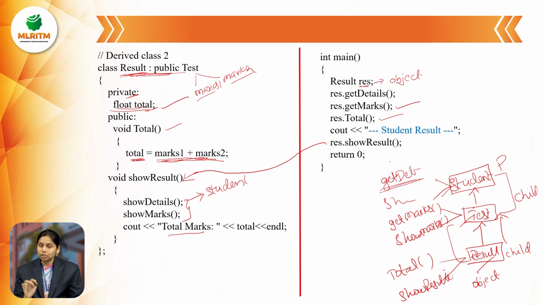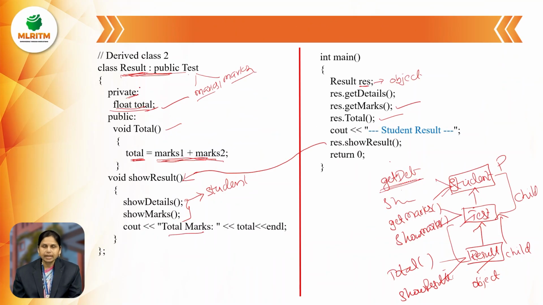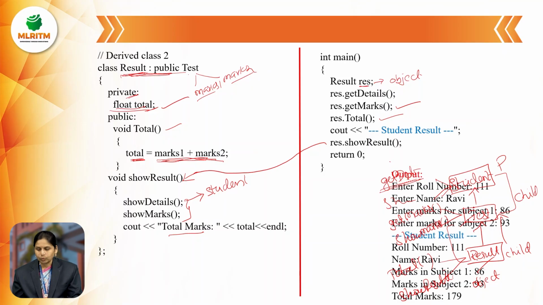So here there are 3 classes in this example, but an object is created only for the child class. RES is an object for the result class. By using this object, we are accessing the methods from the test class, and also the methods from the student class. Marks 1 and marks 2, these two are declared in the test class, and are taken directly from the test class to the result class. This is called the inheritance concept. One class derived from another derived class is called multi-level inheritance. Now it is an output.